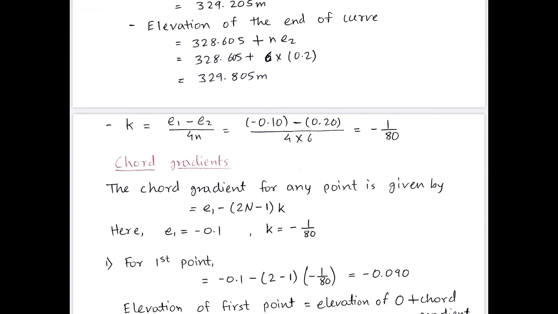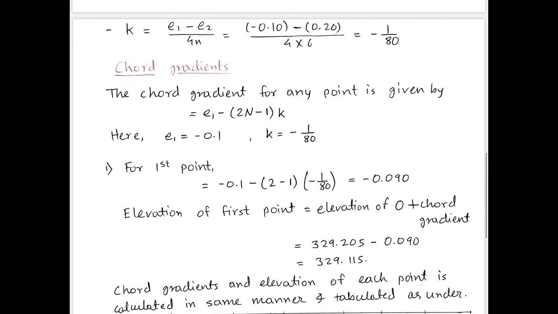By knowing the chord gradient, we can find out the elevation of the first point by using the formula: elevation of first point is equal to elevation of beginning point, that is O, plus chord gradient. Now here the chord gradient is negative, so we have to subtract it. The sign will be minus. So minus 0.090, and the answer will be 329.115. This is the elevation of the first point.